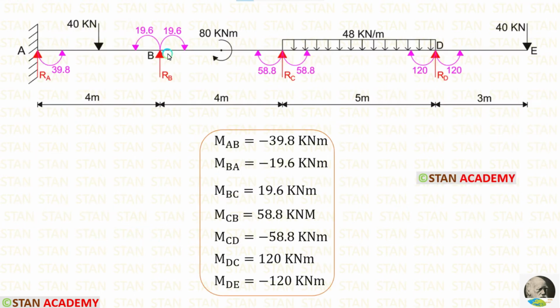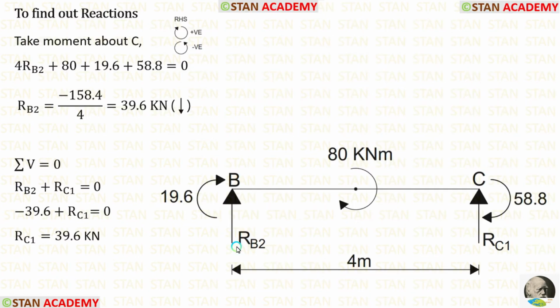Now let us take the span BC and find out the vertical reactions. In the span BC, there are two moments, MPC, which is acting in the clockwise direction, and MCB, which is also acting in the clockwise direction. In this span, first I am going to find out RB2. For that, I am going to take moment about C.